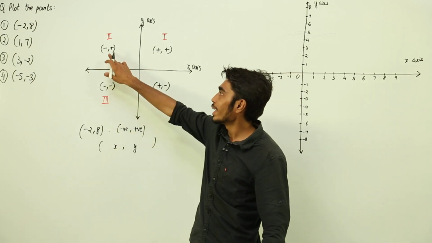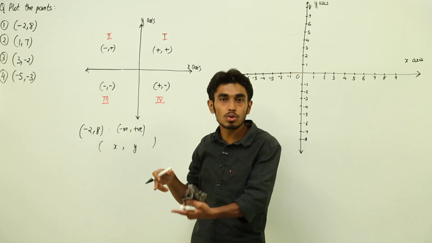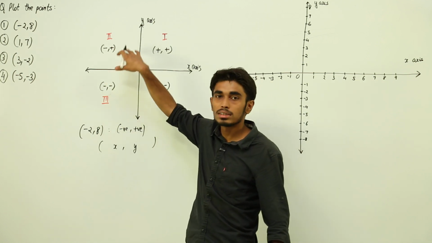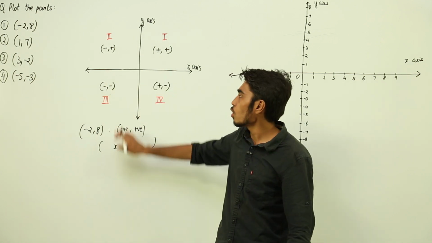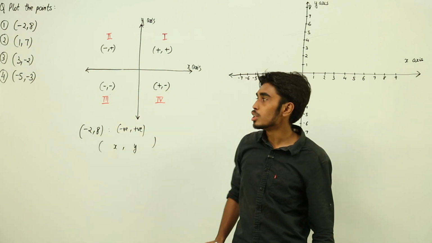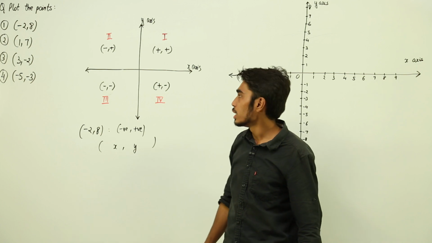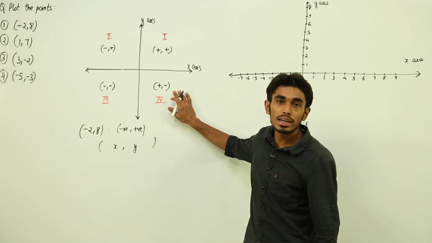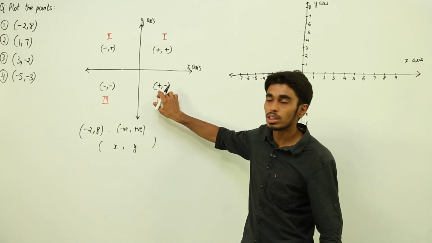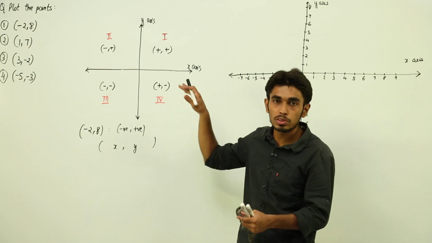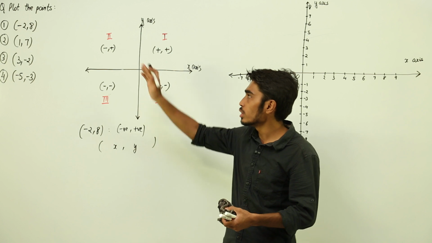Similarly, if we have x as negative, that is the first coordinate as negative, and the second one positive, then we say that it lies in the second quadrant. If both of them are negative, then the point will definitely lie in the third quadrant, right? And if the y coordinate is negative but the x coordinate is positive, then the point will lie in the fourth quadrant. So using this concept which we have already studied, we will be doing these questions.